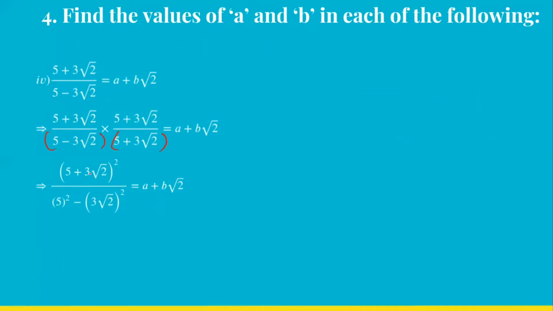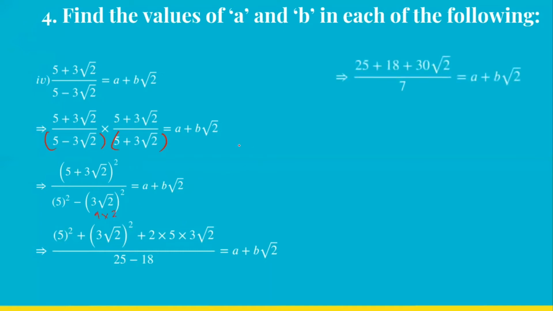So expand this, use the identity A plus B the whole square. So A square, that is 5 square, plus 3 root 2 square, plus 2AB, that is 2 into 5 into 3 root 2. 5 square is 25, 3 square is 9 and root 2 square is 2. Expand it further, 5 square is 25, 3 root 2 square was 18. 25 plus 18 is going to be 43 plus 30 root 2 upon 7.